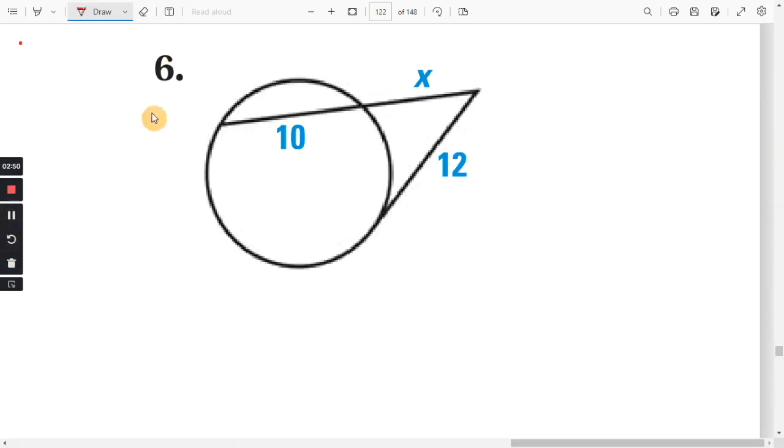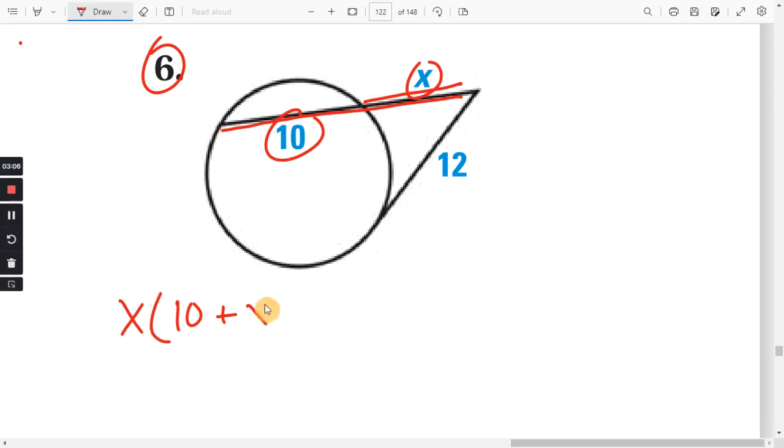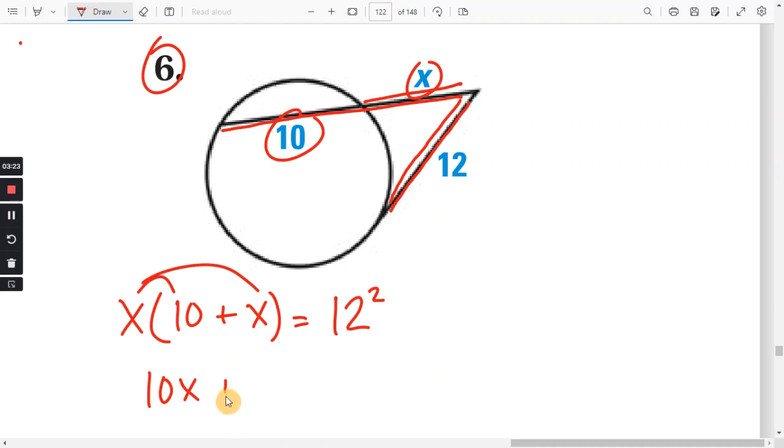All right, please try number 6. Okay, we have the external segment, that's x. And that's times the entire segment, so that's going to be 10 plus x. And that equals the tangent segment times itself, 12 times 12, or just 12 squared. Distributing x times 10 is 10x. X times x is x squared. 12 times 12 is 144.